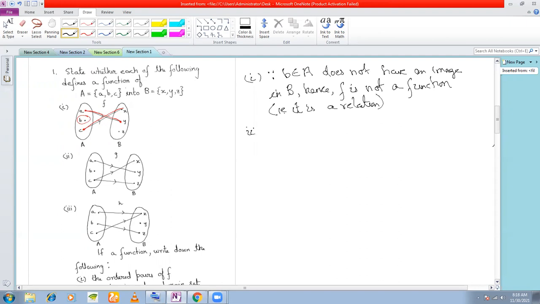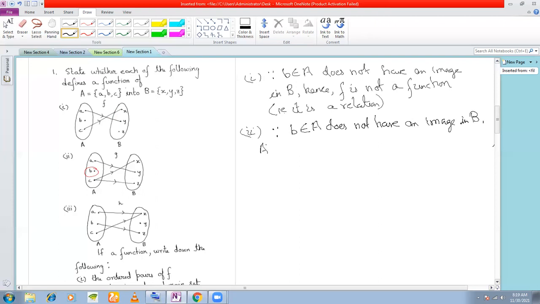Okay, first question. Second question. Again, you see in the second question that the element B here is not mapped, right? Therefore, it cannot be a function. Moreover, there is one more thing. Can you see one more thing which I have not mentioned yet? B belongs to A, and does not have an image in B.